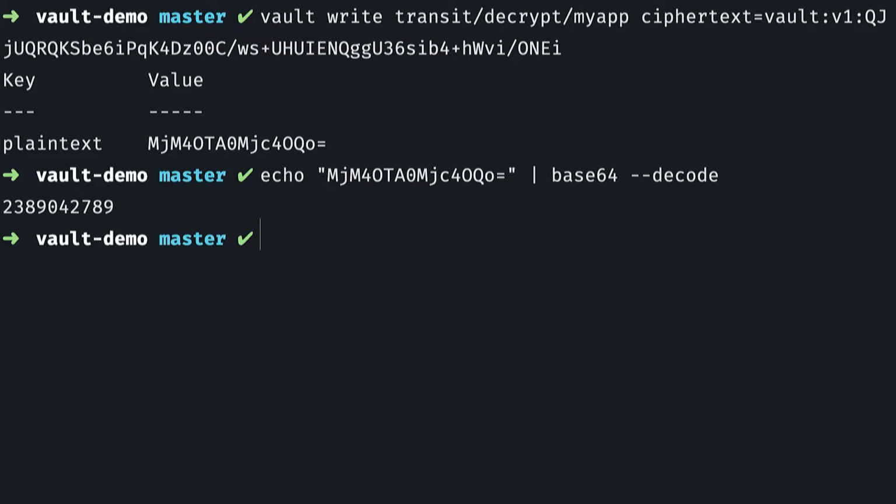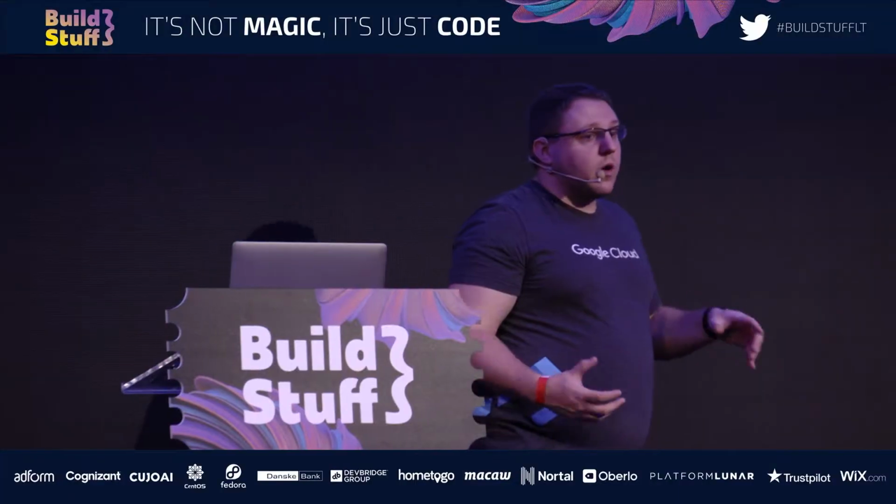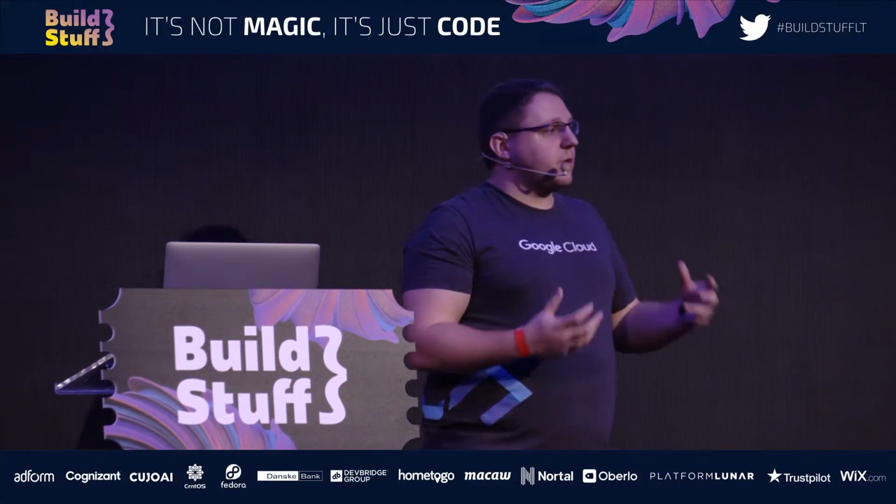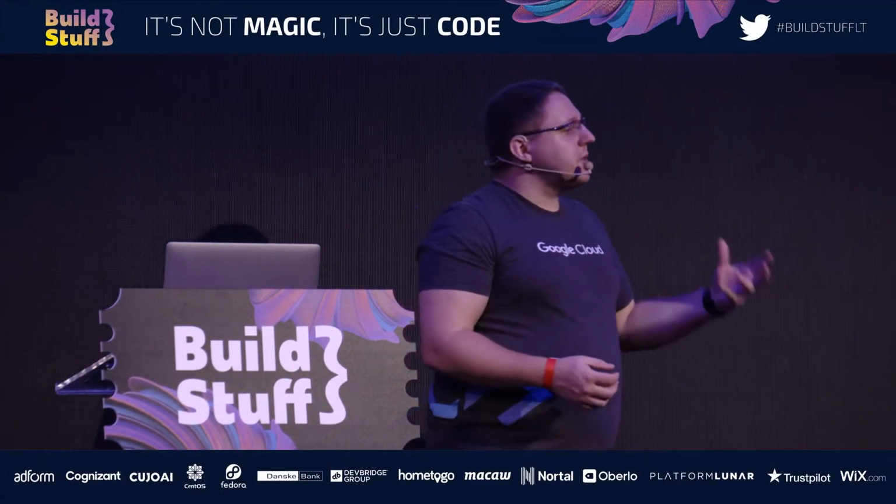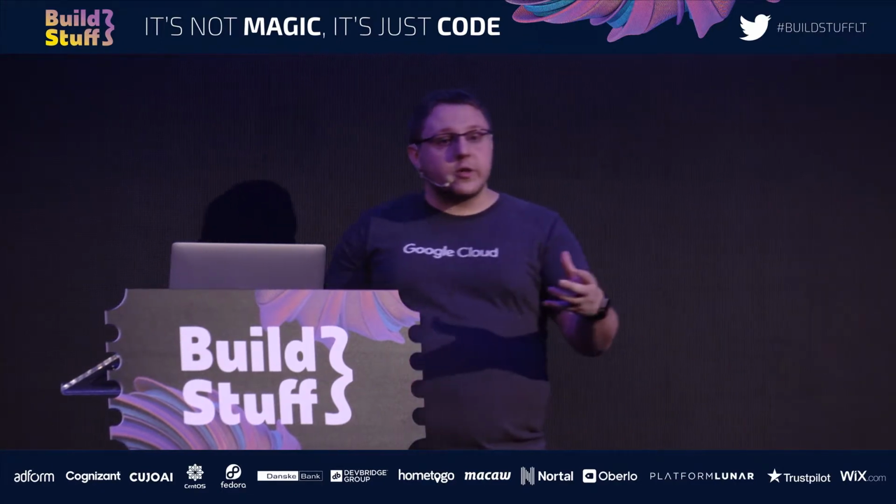It's important to note that if I had 100 million database records, Vault would only be managing 1 or 2 encryption keys. So this is incredibly scalable, as opposed to the KV store, which has to scale linearly with each new record.